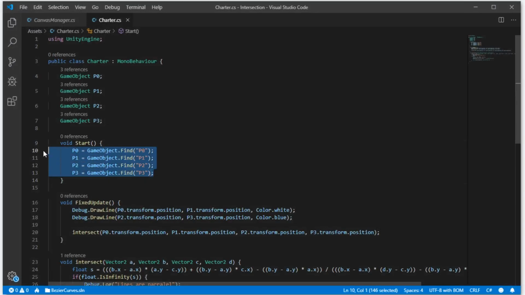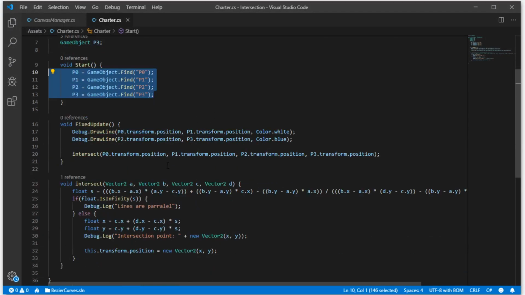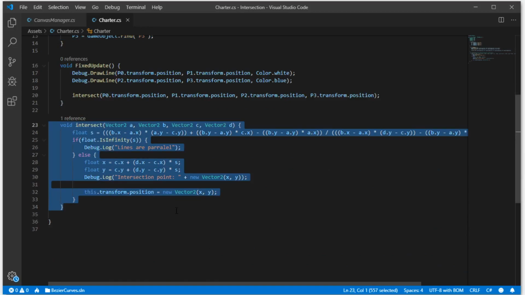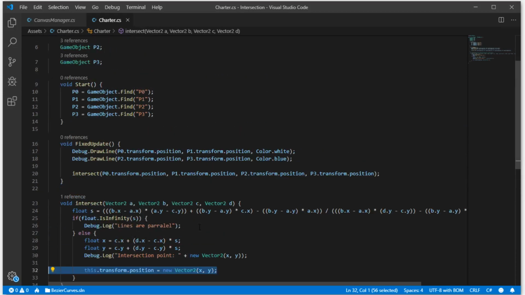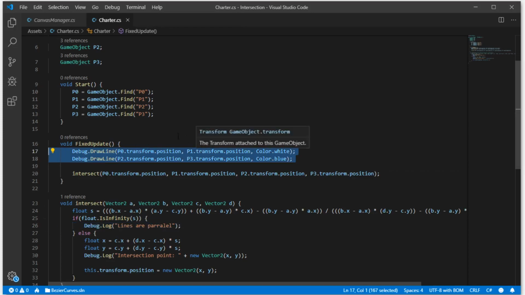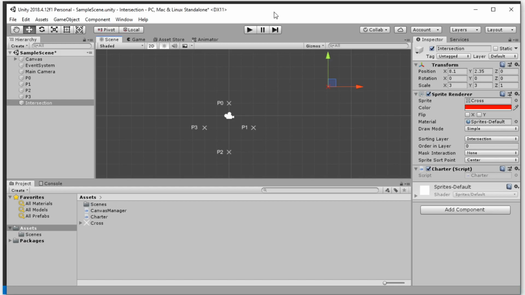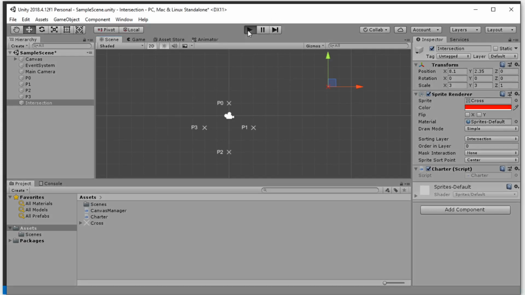Inside the charter, we find our points and the function. Inside the function, we either move this object to the intersection point or inform that the lines are parallel. And in fixed update, we draw 2 lines to demonstrate where the original lines are and move the object. So let's see it.